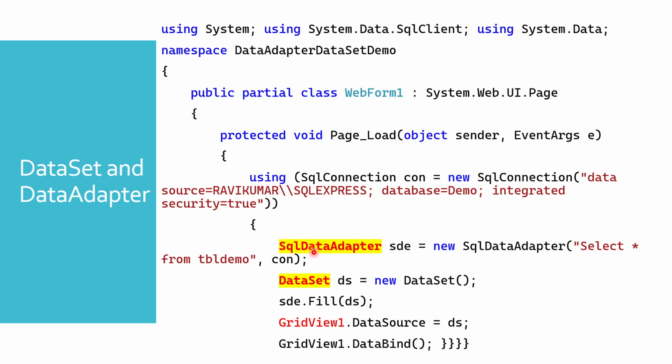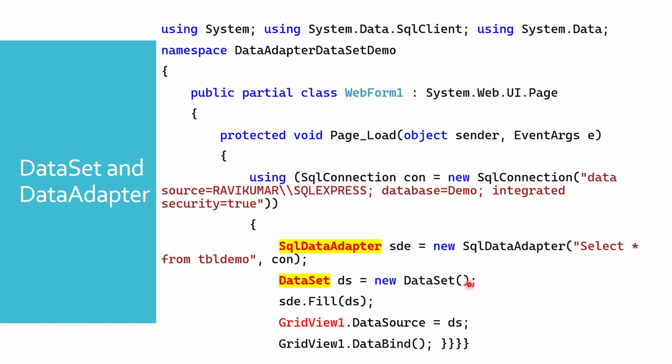The second step is here. I'm using SqlDataAdapter and creating an object for that, and then I'm writing the select statement over there. Basically this SQL adapter will act as a bridge between the data source and the data set. Here, I'm creating an object of DataSet. It is a class. So basically a DataSet is a collection of tables.